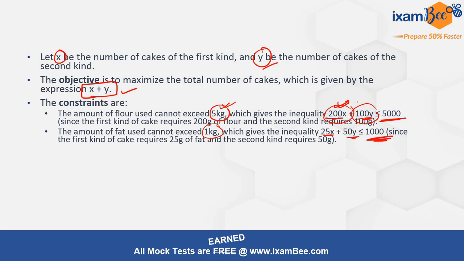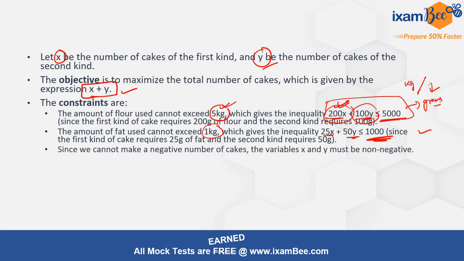We have converted everything in this equation into grams. Either you can write everything in terms of kg, or you can write everything in terms of grams. Then you can solve this particular question. So now we have the constraints. Also we know that the number of cakes that can be made cannot be negative, so X and Y both have to be non-negative, that is, X is greater than or equal to 0, and Y is greater than or equal to 0.